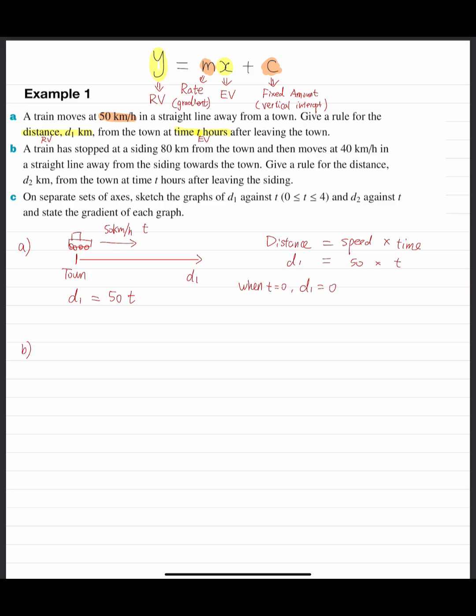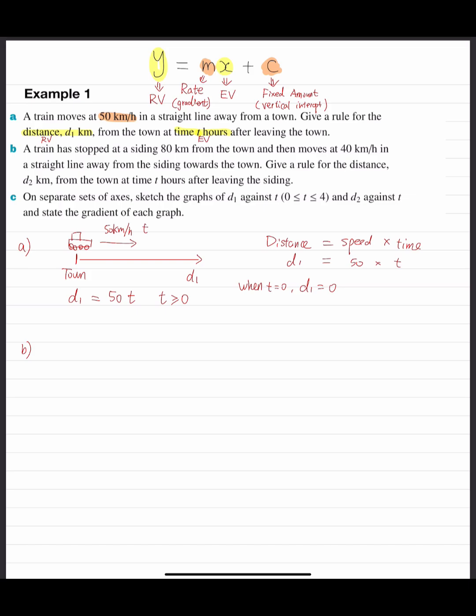Also, we're going to say something about the time here. We know that the time is measured from the time the train travels away from the town, so t cannot be negative. So t has to be greater than or equal to 0. It doesn't specify where the train stops, so for this point, t has no limitations and can be any positive real number.